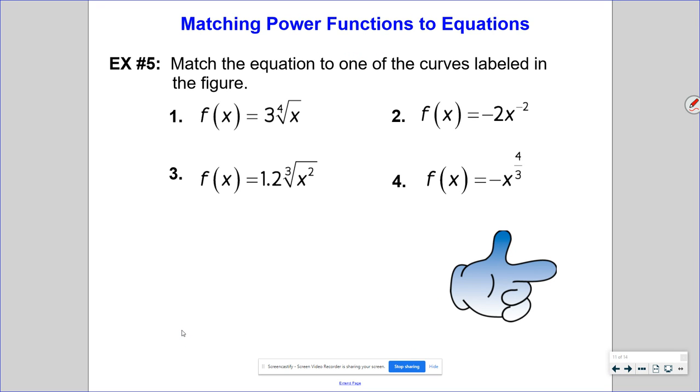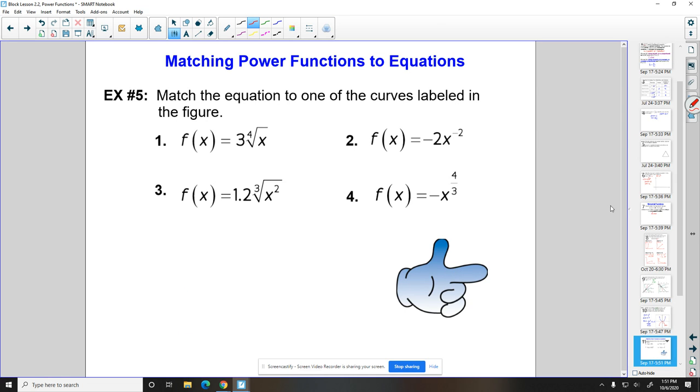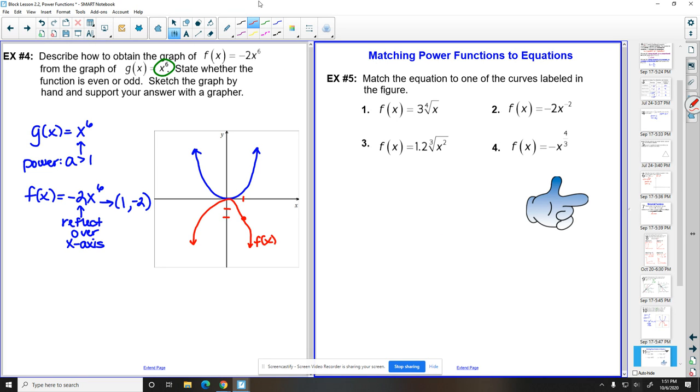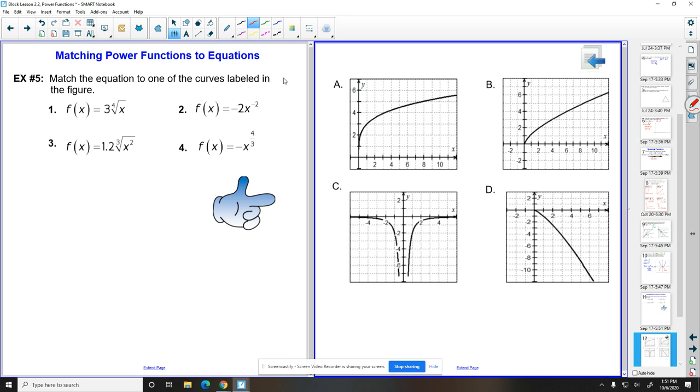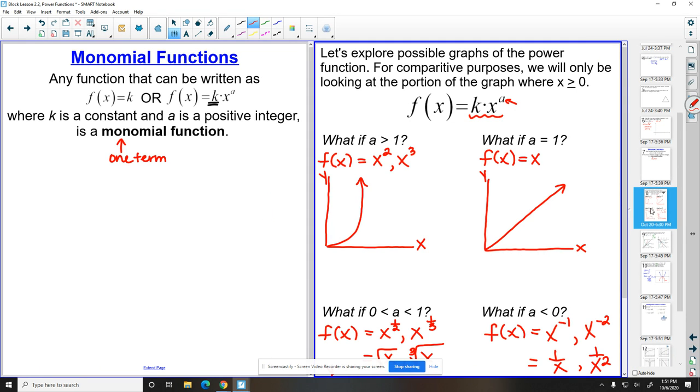All right. Last thing on this slide, or this lesson, is matching power functions to equations. So this would just be something that you would be able to do using those graphs from the last couple slides as reference points. So let me split the screen and share so we can look at both at one time. There we go. So we have our equations on the left and our graphs on the right. We're going to match them up using the skills that we have applied and investigated from back here.